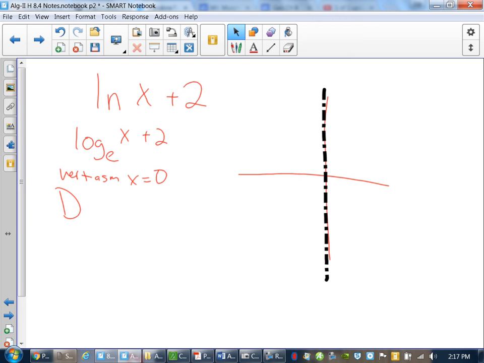My domain is x such that x is greater than 0. If you just want to write domain x is greater than 0, it's fine. I'm just being fancy with my set notation, trying to act cool.